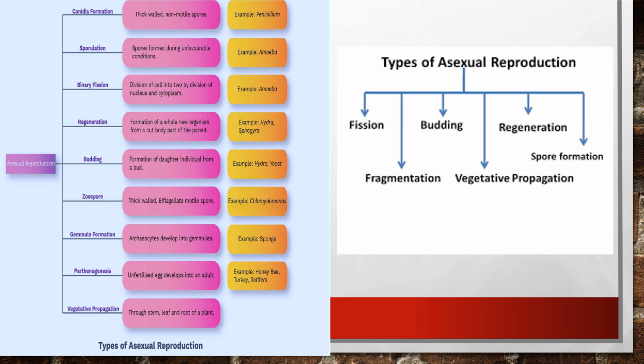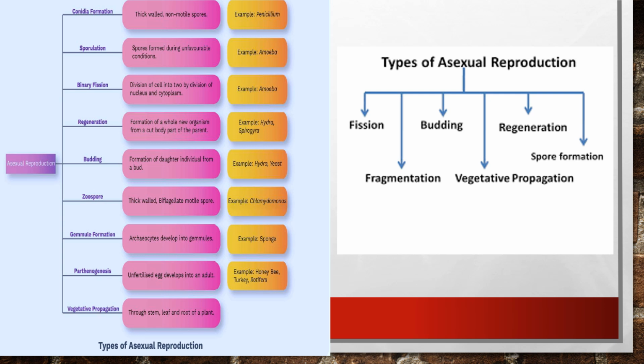Next, types of asexual reproduction. The broad types of asexual reproduction involve fission, fragmentation, budding, vegetative propagation, which is seen in plants, then regeneration, which is also called fragmentation, then spore formation. Fission is seen in bacteria and amoeba, where the mother cell or parent cell simply divides to form daughter cells.